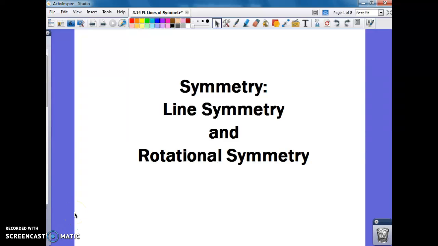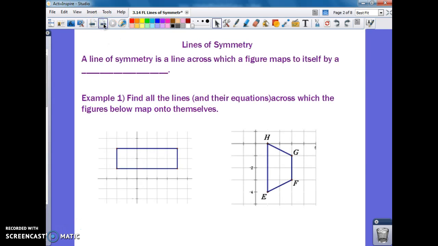Hi, today we will be doing line symmetry and rotational symmetry. Line symmetry is a line across which a figure maps itself by a reflection.